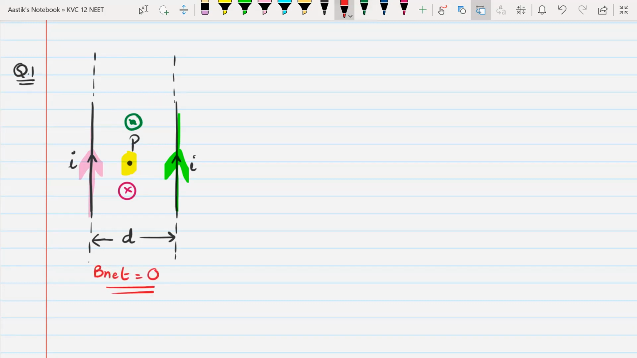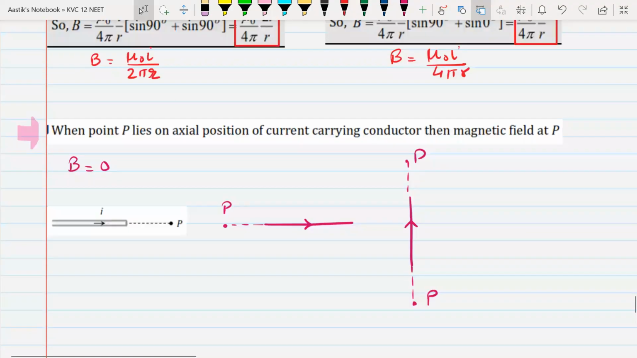Do we understand this? Okay, you can just note down one small point. I think I forgot to mention it here. You can note down the small point which is known as superposition of magnetic field. You can write superposition of magnetic field.